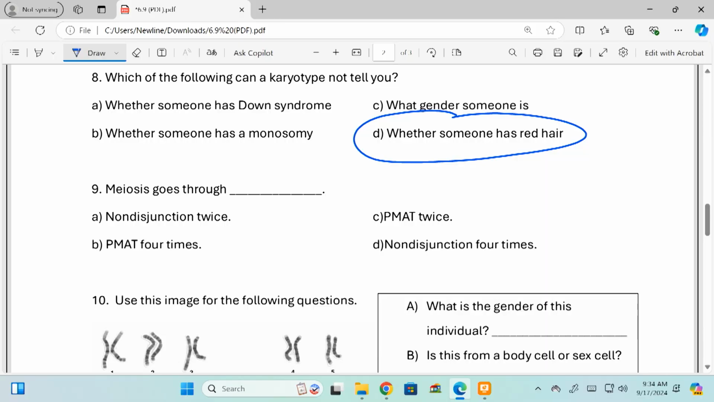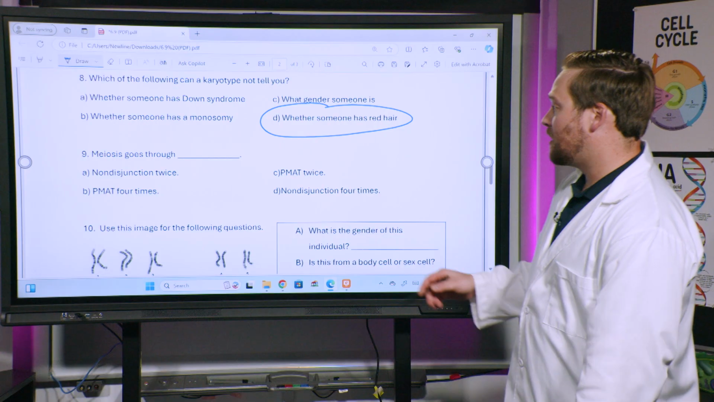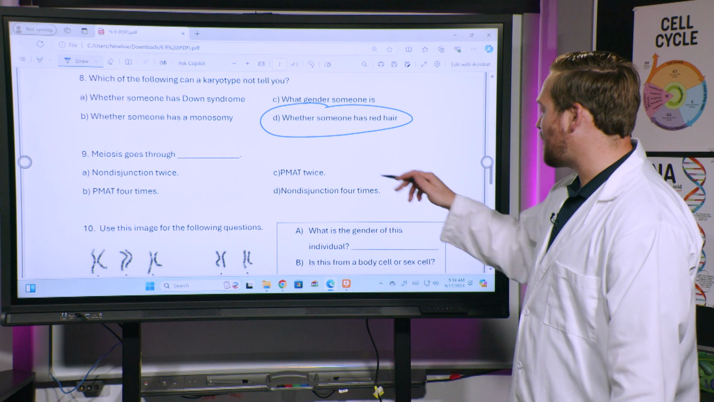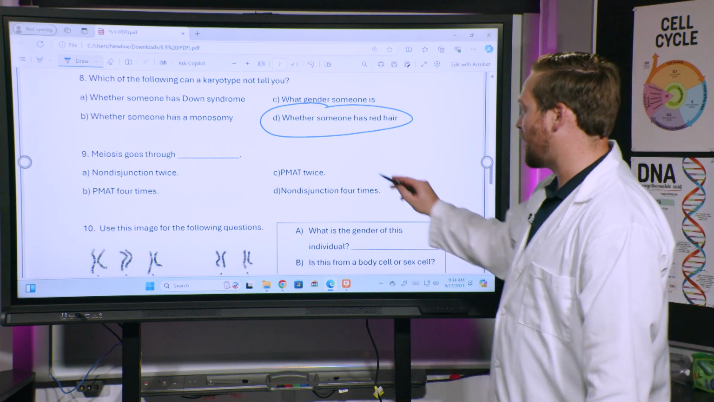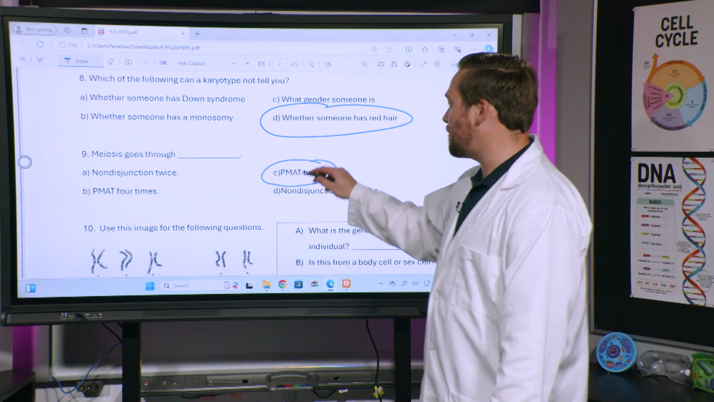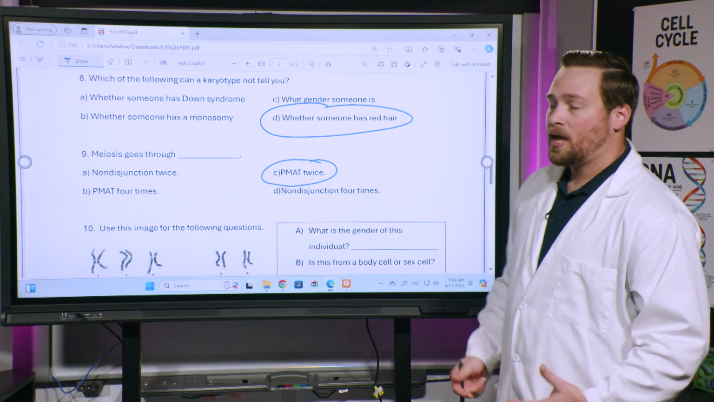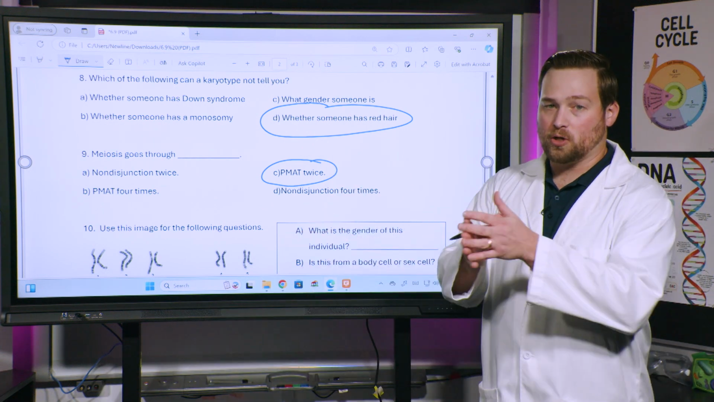9 says meiosis goes through what? Okay, meiosis goes through blank. Does it go through nondisjunction twice, PMAT 4 times, PMAT twice, or nondisjunction 4 times? Meiosis goes through PMAT twice. Remember, we got meiosis 1 and meiosis 2, and for each of those phases we do PMAT.